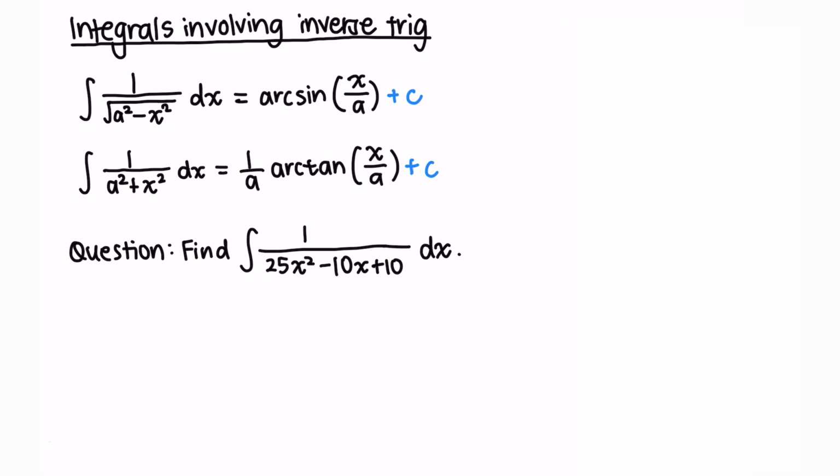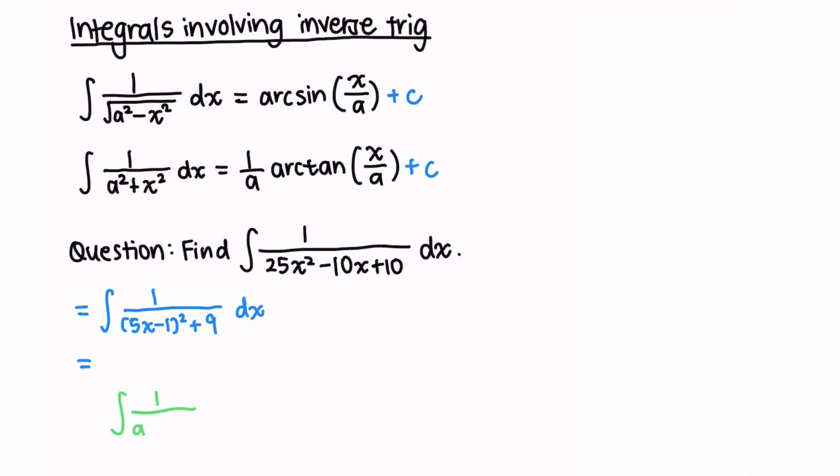Now for this question, find the integral of 1 over 25x squared minus 10x plus 10. It may not be very clear what you need to do first. The trick is you need to complete the square. If you do completing the square, this should look something like this. And this over here matches the form over here. Just that this x has been replaced by a linear factor.